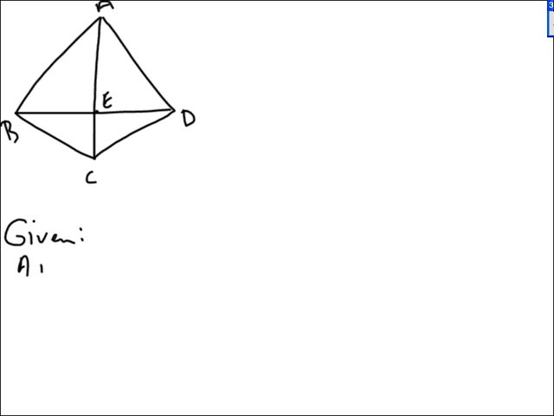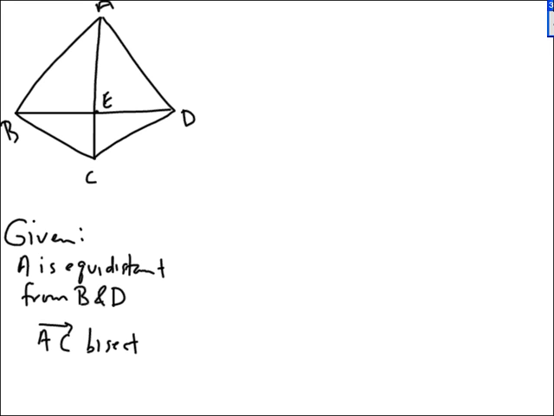Suppose you are given A is equidistant from B and D. And further, suppose AC bisects BAD. Ray AC bisects angle BAD. Suppose that. And we want to prove that AC bisects BD.